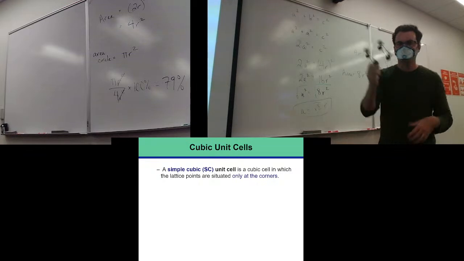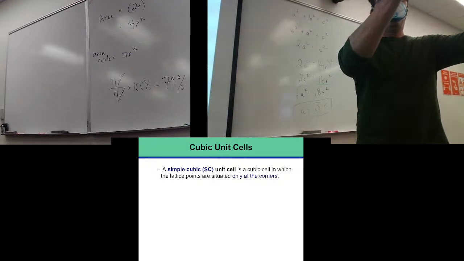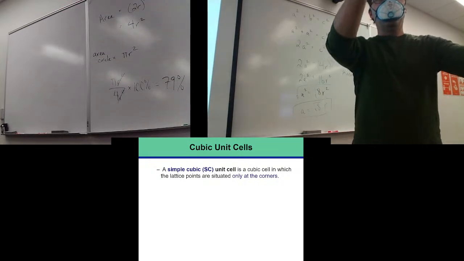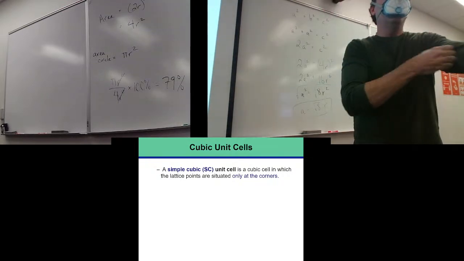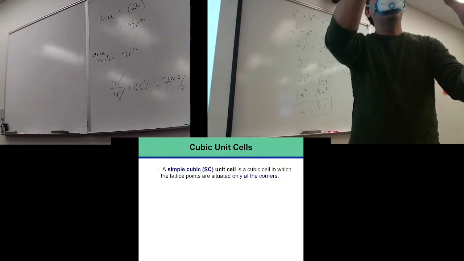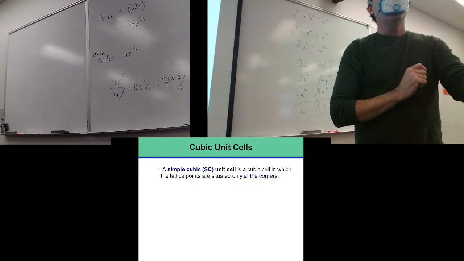So this is simple cubic. You get a perfect cubic shaped unit cell, and in this case you could call it an atom, but it doesn't have to be an atom. It could be a larger molecule, but there is something sitting at the corners of these lattice points.